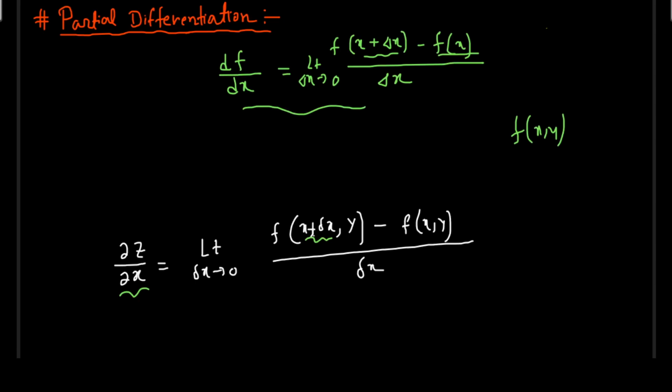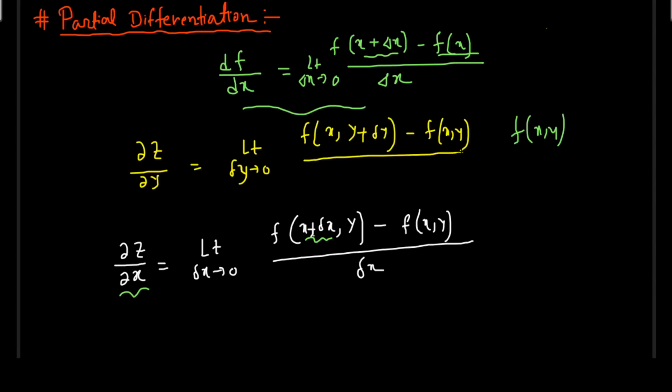Similarly, if we take the differentiation of z with respect to y, then we will have del z upon del y, and in that case what will be the relation? The relation will be the limit as delta y tends to 0 of f of x comma y plus del y minus f of x comma y, divided by del y.